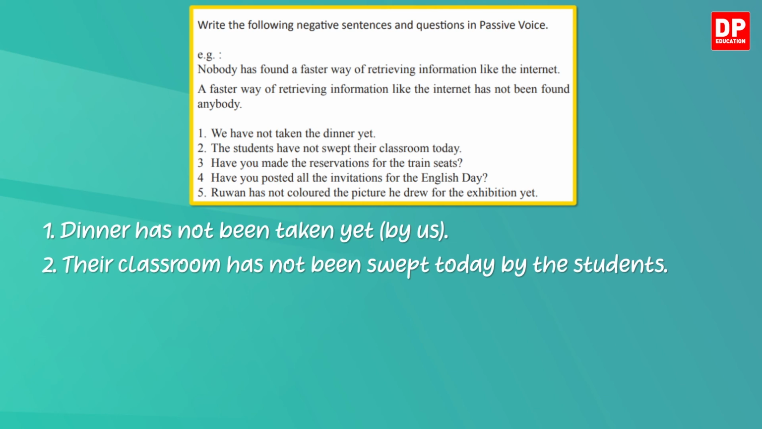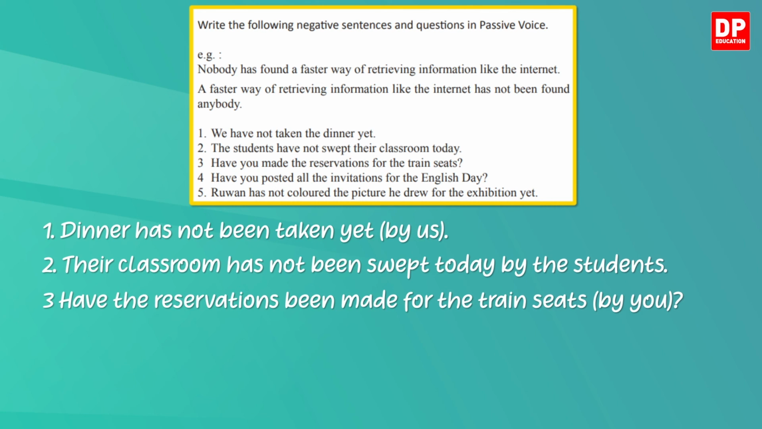Look at the third one now. Have you made the reservations for the train seats? This is a question. So how do you do this one? As it is a question, we have to start with the same question word have. After have, you have to write the new subject. What is it? The reservations. Okay. So your passive question is, have the reservations been made for the train seats by you?